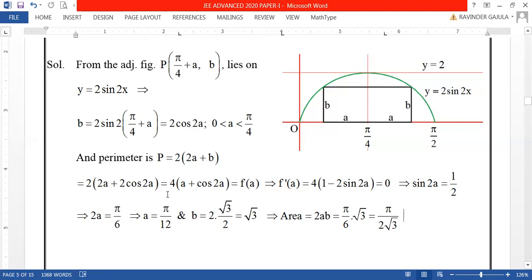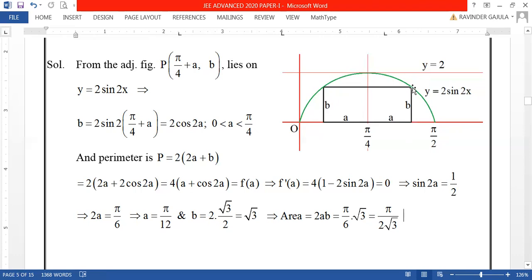So this is the construction according to the data given. This is the curve y equal to 2 sin 2x, where x is from 0 to pi by 2. Then 2x will be taken from 0 to pi. This is the graph of sin 2x. Now one rectangle is inscribed in the curve. Now centering at pi by 4, consider a units on the right side, a units on the left side, so that one side is of 2a length, one side is of b length.